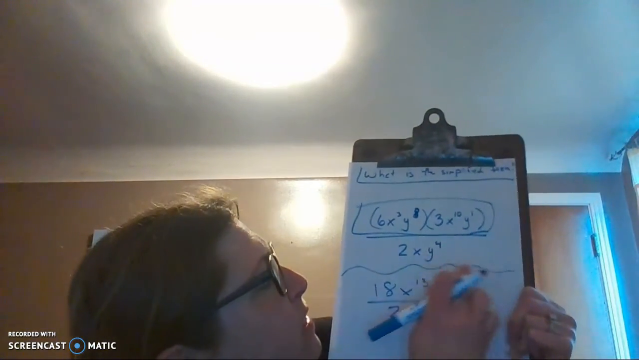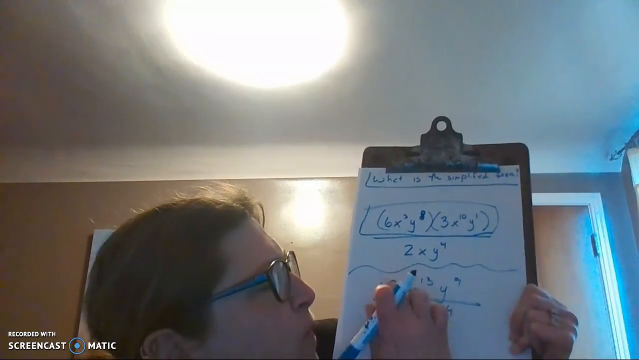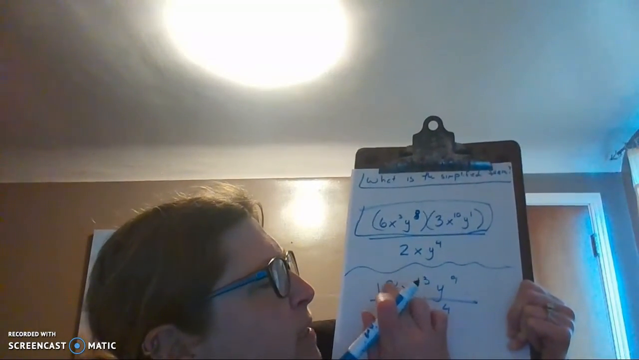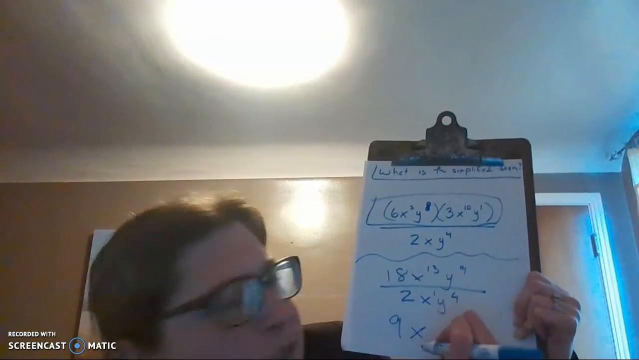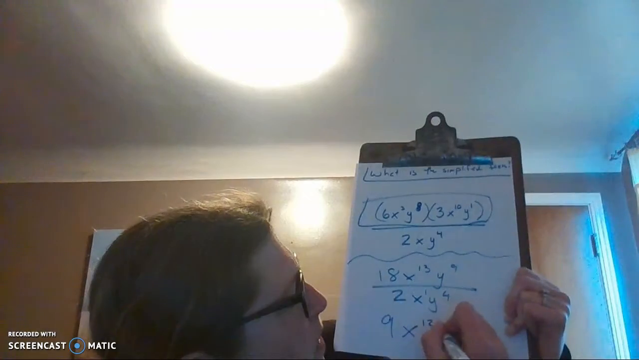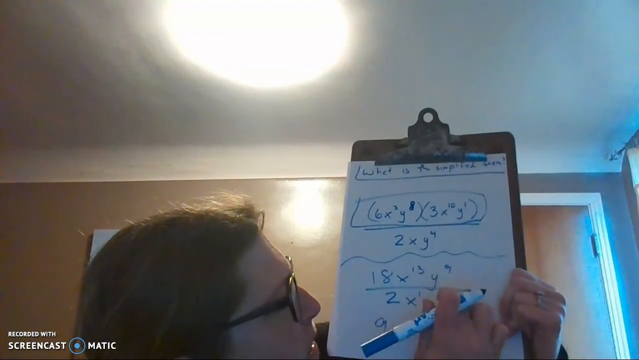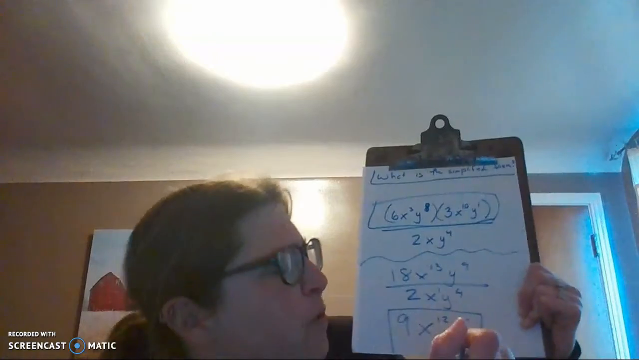So what I'm going to do now is divide this new numerator by my denominator. Remember, coefficients straight up, just divide them. 18 divided by 2 is 9. But remember, we're going to subtract your exponents. So 13 minus 1 is 12. And then for y, 9 minus 4 is 5. And that is what you have.